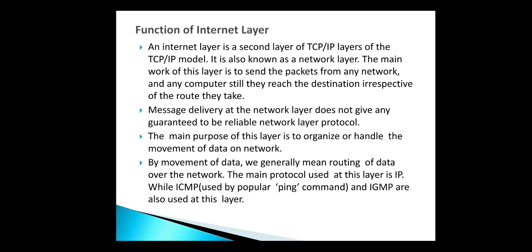Message delivery at the network layer does not give any guarantee of being reliable. The main purpose of this layer is to organize and handle the movement of data over the network. By movement of data, we generally mean routing of data over the network. That is the function of the network layer of the OSI model. The function of the internet layer is similar to the function of the network layer of the OSI model.